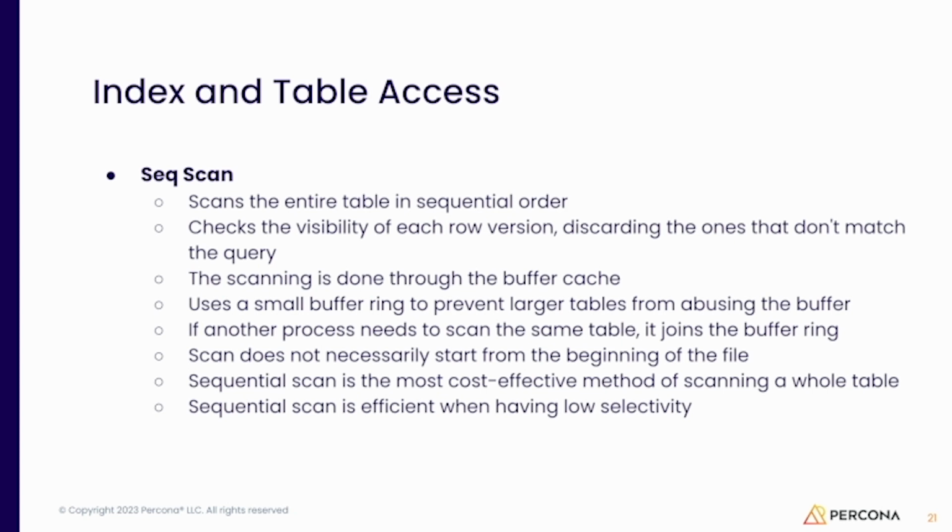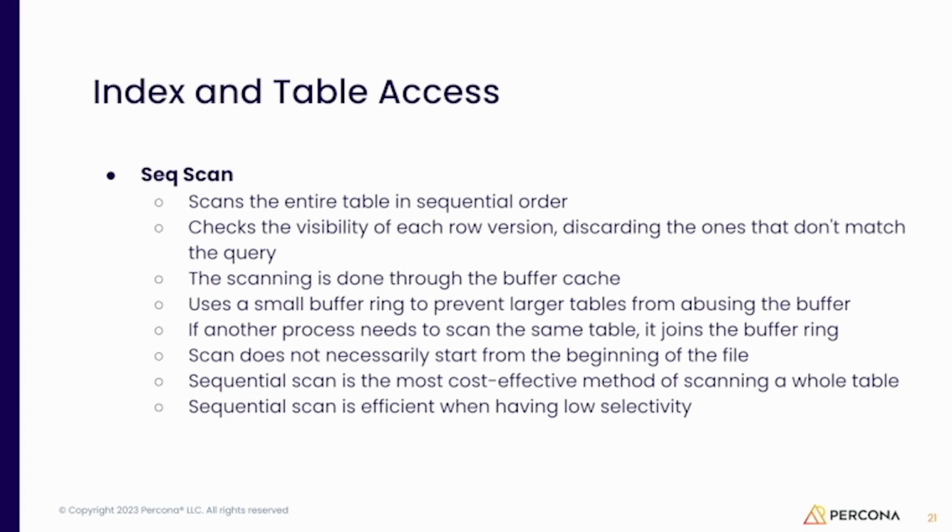And if another process needs to scan the same table, if we have a concurrent process that needs to scan the same table, the database will check if that information can be reused. If you don't have a transaction, for example, that's changing that data and invalidating the cache, it can reuse what's already there and join the different scans so it doesn't need to go to the disk again. So it means a scan does not necessarily start from the beginning of the file, right? And sequential scan is the most effective method for scanning the whole table because it just traverses sequentially.